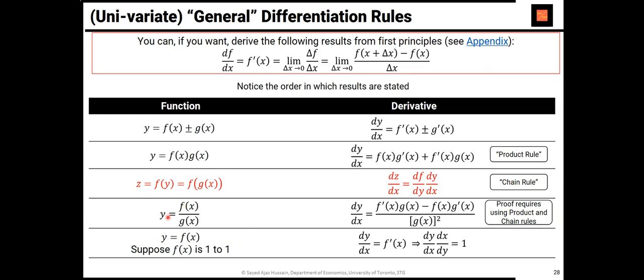This is, of course, the derivative of a ratio, which, if you want to derive it from first principles, requires using the product rule and the chain rule. And this is actually telling you that if the function is 1 to 1, then this expression must be true. I'll use this expression in the next lecture. I know it sounds silly right now, but you see it is extremely powerful in advanced applications.